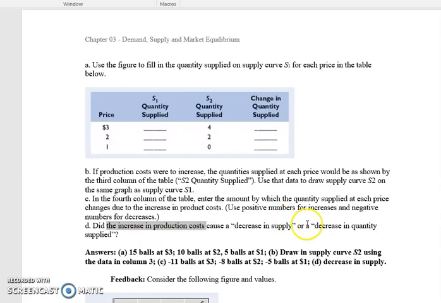Now for the other part, the decrease in quantity supplied is the change that will happen when price changes. When supply changes as a result of a change in price, we call that a decrease in quantity supplied. Okay, so that was the answer for question number 2.